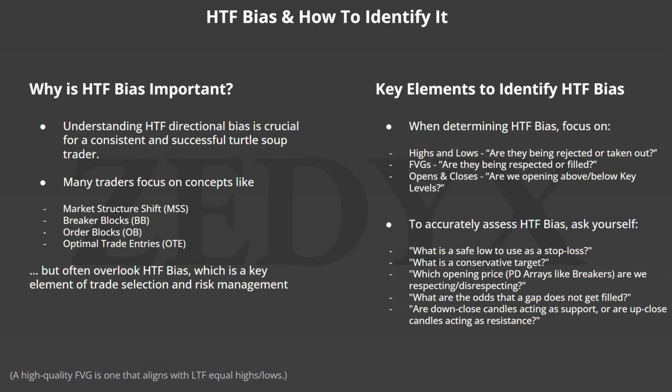To accurately assess higher time frame bias, ask yourself: what is a safe low or high to use as a stop loss? What is a conservative target? Which opening prices and PD arrays, like breakers, are we respecting or disrespecting? What are the odds that a gap does not get filled? And are down close candles acting as support, or are up close candles acting as resistance? Side note, a high quality FVG is one that aligns with lower time frame equal highs/lows. Very important. Note that down.